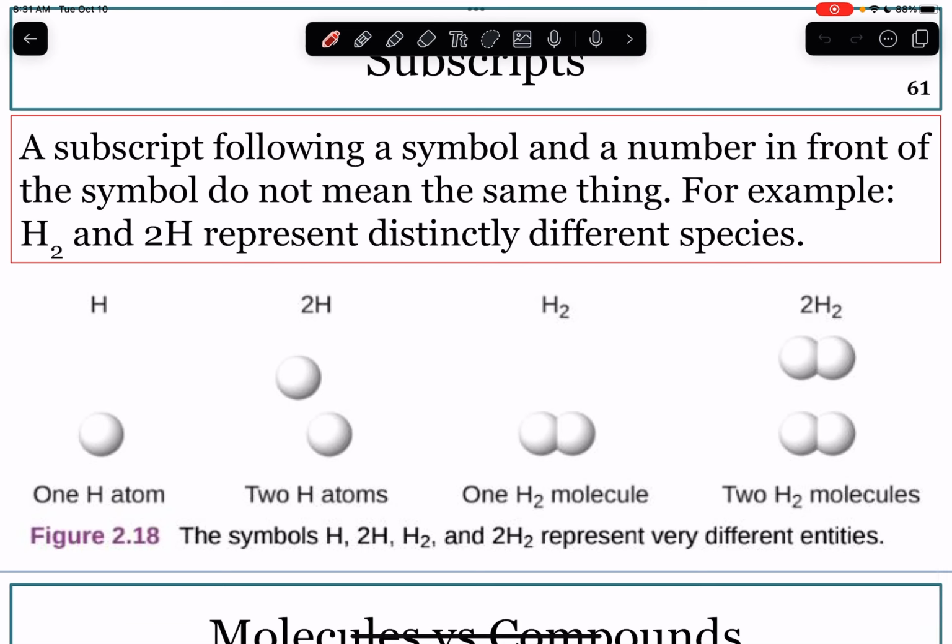Let's talk about the difference between coefficients and subscripts. If you have just one single hydrogen element symbol, that means you have one single hydrogen atom. If you have a coefficient of 2 out in front of the hydrogen symbol, then that means you have 2 individual single hydrogen atoms. If you have a subscript 2 after the hydrogen element symbol, then that means you have one hydrogen molecule where 2 atoms are chemically bonded together.